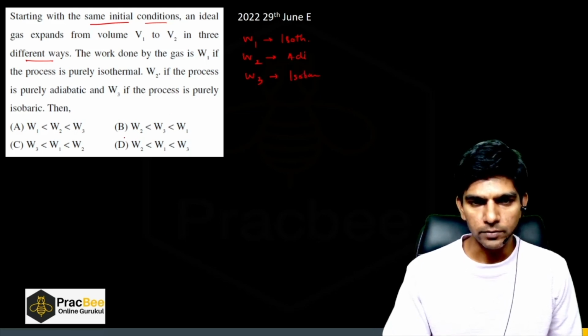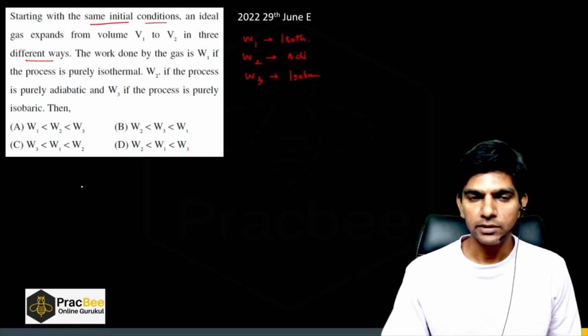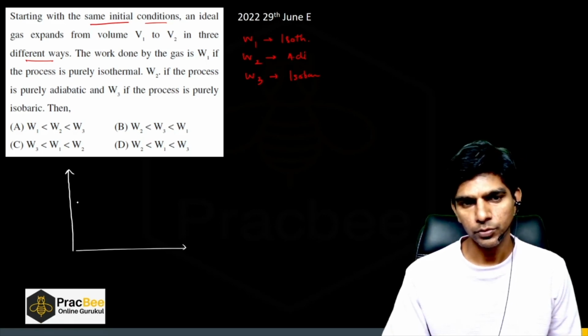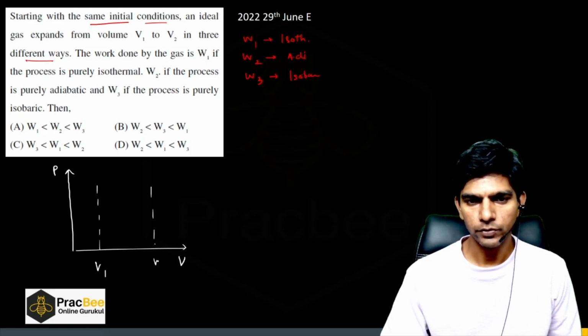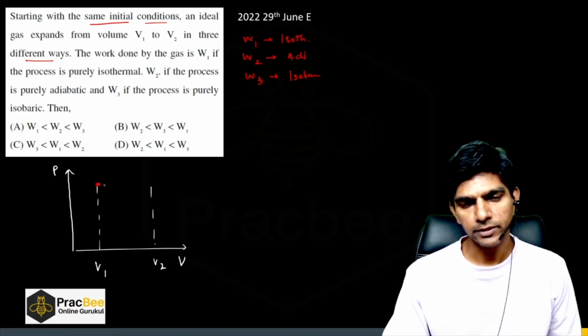So we have to find the increasing order of work done. Okay, so we have already studied this concept. If I plot these processes, let us say on the y-axis we have pressure, on the x-axis we have volume, and we are expanding from V1 to V2. Let us say this is the starting state. So this is the isobaric process.